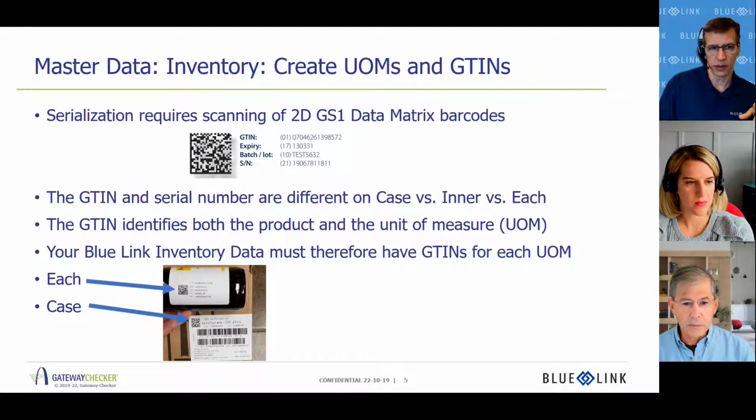And then in there we have bottles inside that case, and that's kind of your each. So in this example, we have just 2 units of measure: an each and a case. There's no interpacks. But in order for the scan of this 2D data matrix barcode to work for the case without you having to open that case, you have to have the GTIN in your BlueLink data system, because we need something to match with.